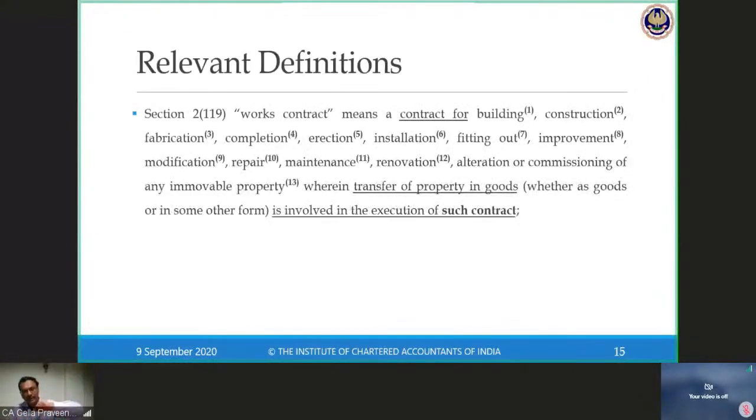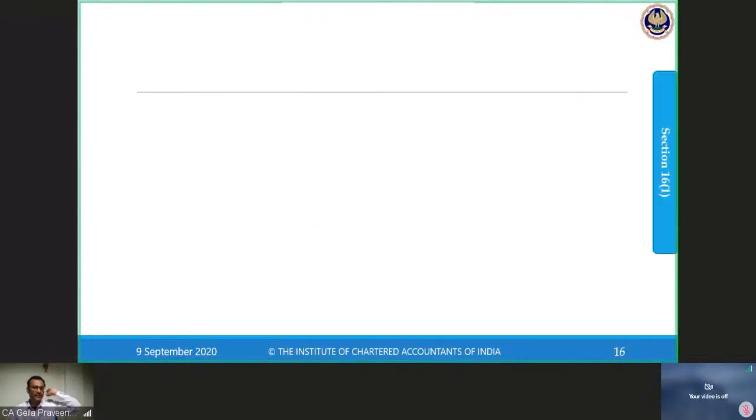Next, works contract. I will skip this definition for today. When I come to my second session, which deals with blockage of credits, we will discuss this works contract in detail.